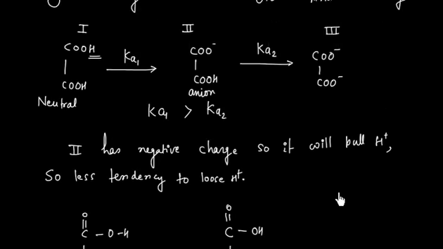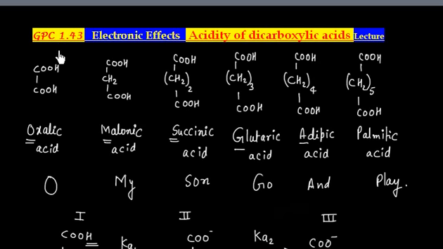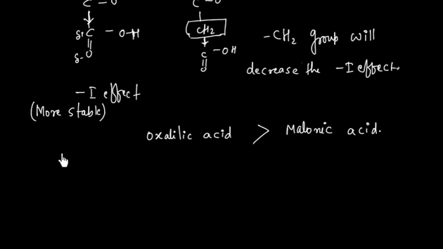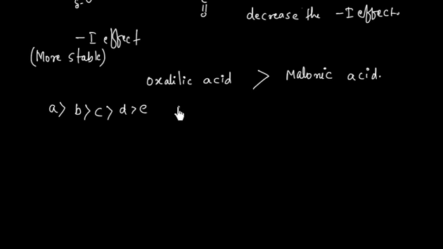Same thing we can say for all the acids. Let us call these A, B, C, D, E, F. A will be the most acidic because it has no CH2 group in the middle, and F will be the least acidic because it has 5 CH2 groups in the middle. And we know that the inductive effect is a distance dependent effect. So A is most acidic, then B, then C, then D, and then E. And this is because the inductive effect is a distance dependent effect.